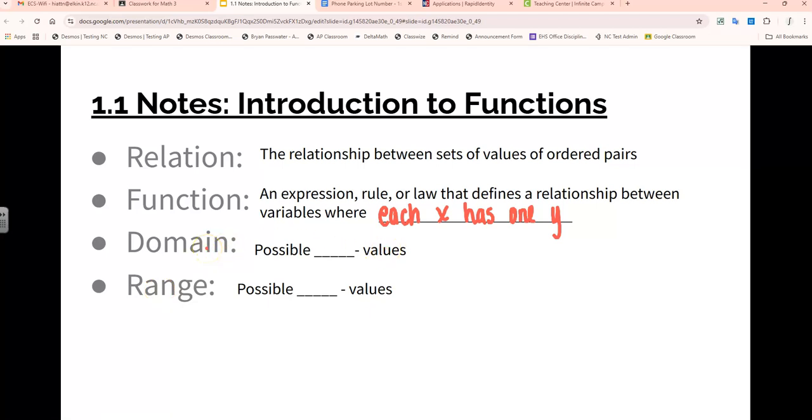But domain are your possible x values. So that of course leaves range for your possible y values. Something's wrong with my pen. It's not writing where I want it to write. Okay. So domain being our x values, range being our y values. That's going to be a pretty big thing that we're going to look at. We'll look at it more in depth tomorrow.